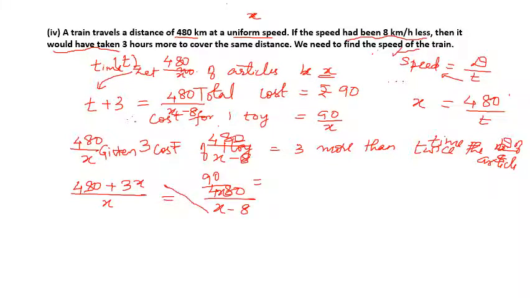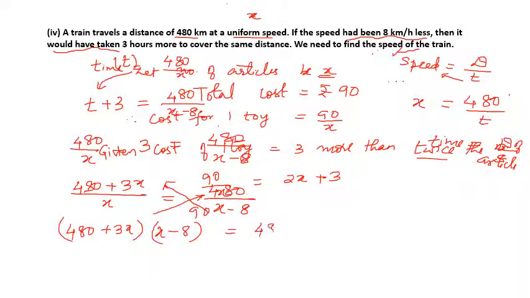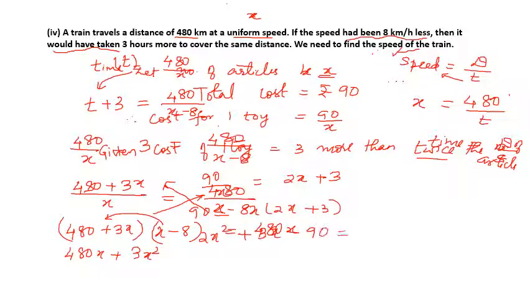Now we go for cross multiplication. As you go for cross multiplication, you'll get (480 plus 3x) into (x minus 8) is equal to 480 into x, that is 480x. So as you multiply with x, you get 480x plus 3x square. Then with 8 you multiply, minus 8 into 480. How much will you get? It has to be 3840.